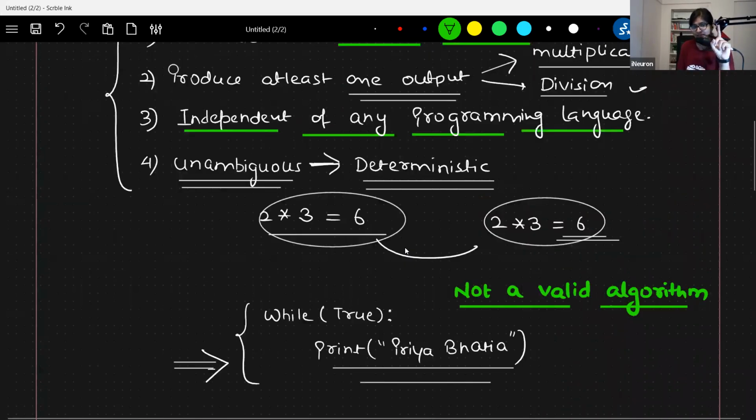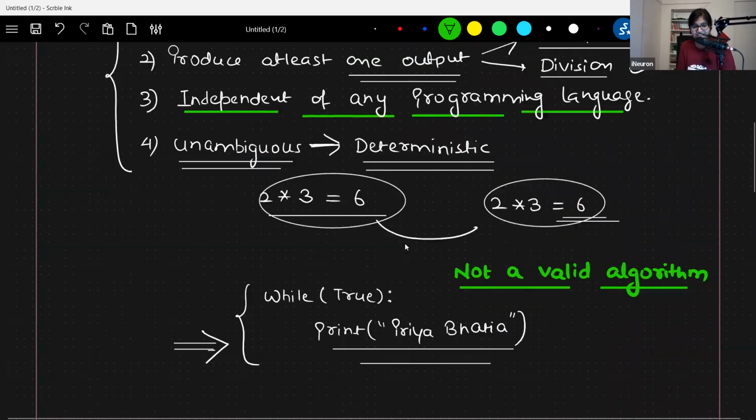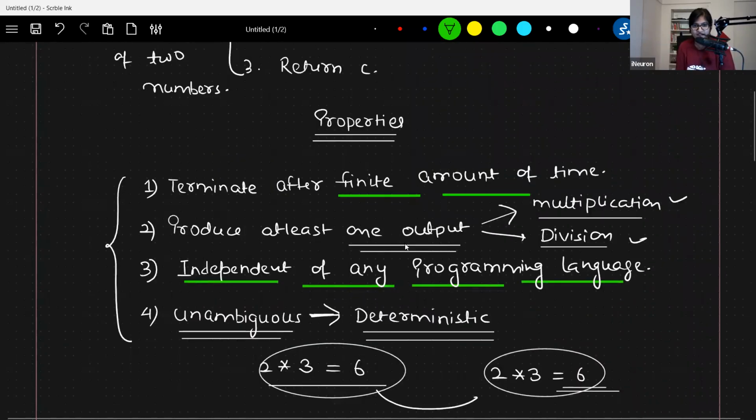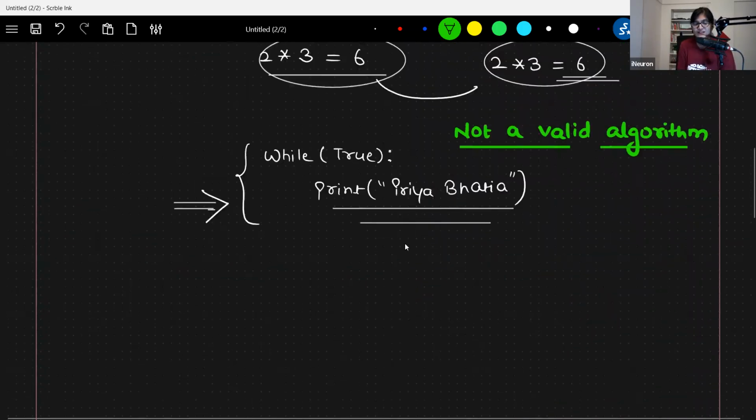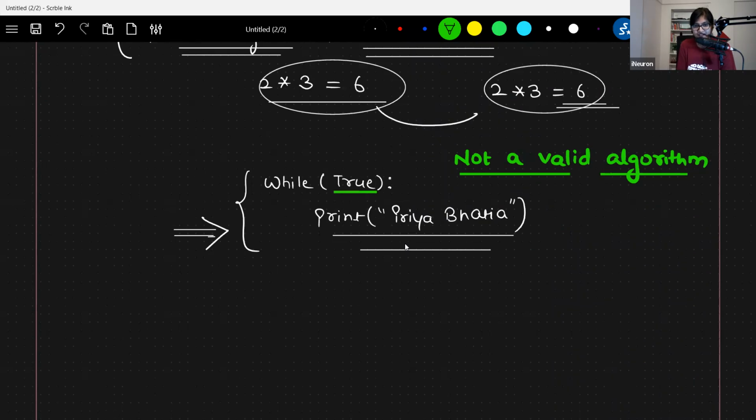but it is not following the point number 1 property. Here, each and every time the while loop runs, I am saying that the condition will always be true. And when the condition is always true, it will keep on repeating my name. It will keep on printing my name. And that's why it will not stop. It will not terminate after some finite amount of time. That's why it's not a valid algorithm. Am I making sense to everyone? Are the properties of algorithms clear to everyone?